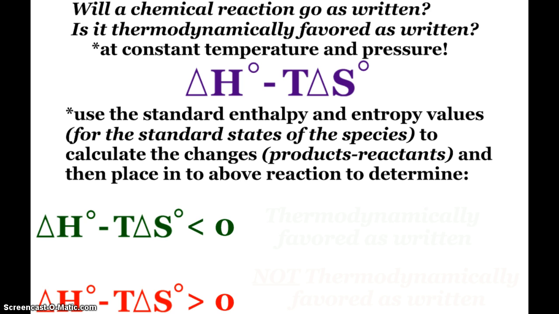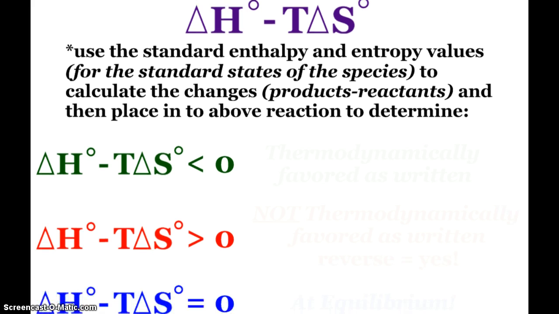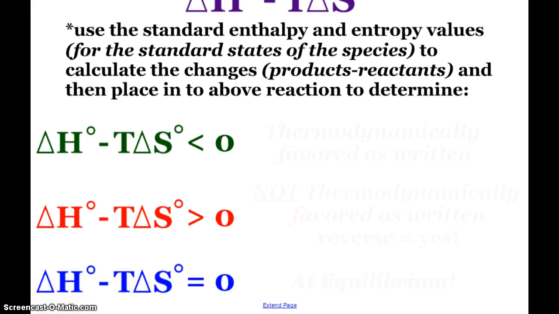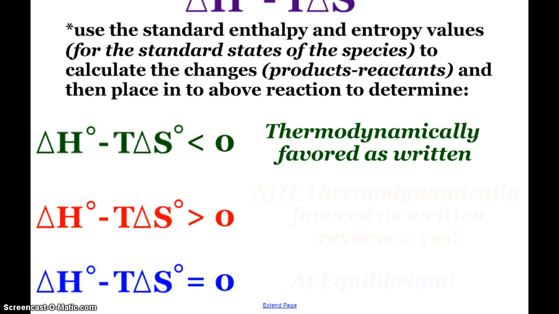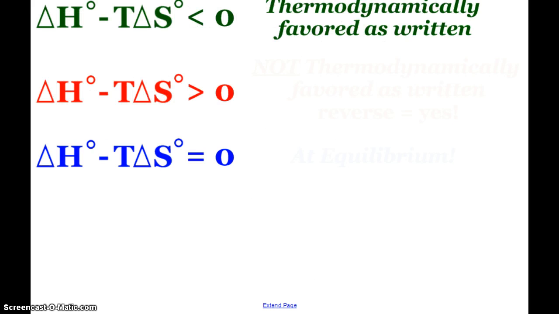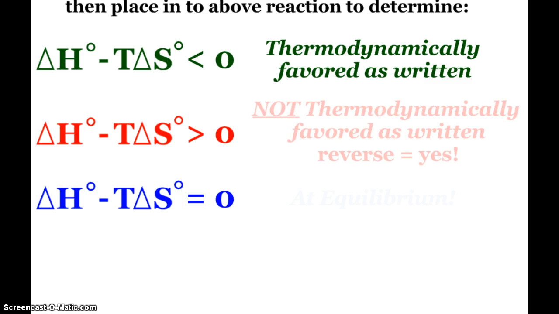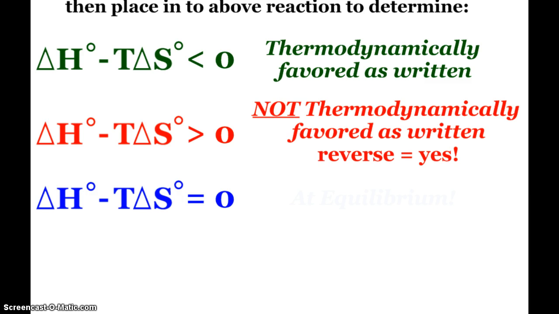All right, and so you can calculate delta H and delta S using our tables, and you've done this before, sum of the products minus the sum of the reactants, so we'll see that here in a second. So with this, again, when delta H minus T delta S is negative, that reaction is thermodynamically favored as written. If it is a positive value, it is not thermodynamically favored as written. The reverse process would be, but not as written. And of course, if we end up exactly at 0, that would be at equilibrium.